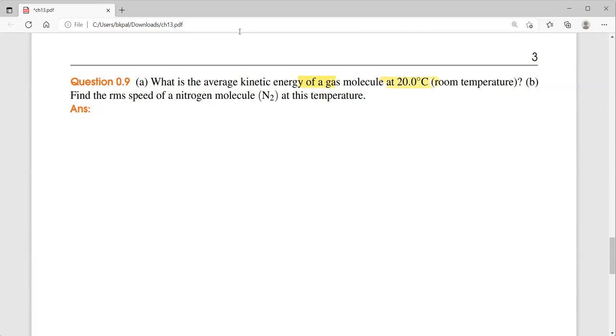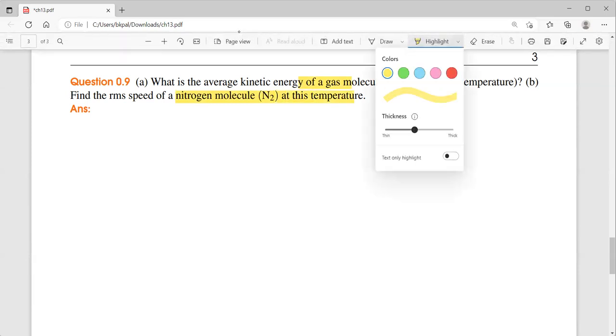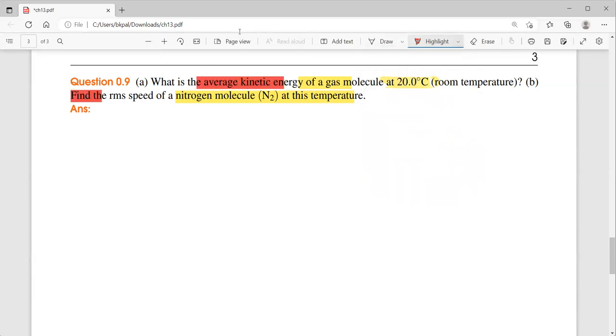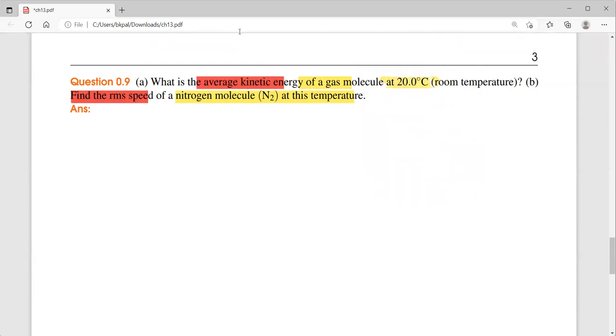So here, for any gas. And here it is for the nitrogen molecule. The first one is to calculate the average kinetic energy, and the second one is the RMS speed, but for the nitrogen molecule at room temperature. So we have to calculate first the average kinetic energy and then the RMS speed. The average kinetic energy is for any gas, but the RMS speed is for nitrogen. So let's see.